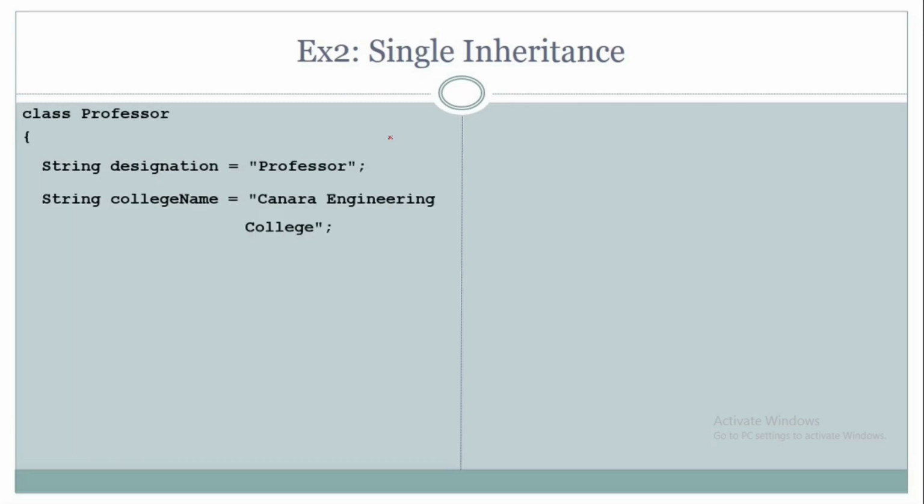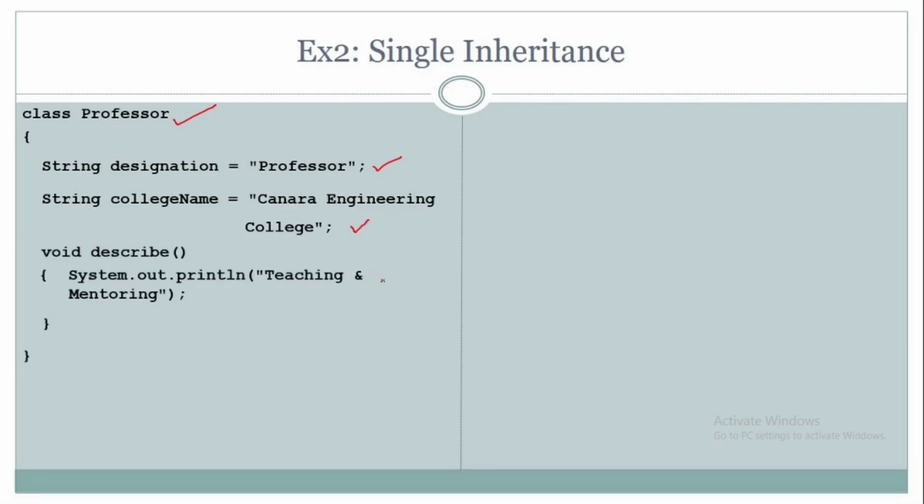Let me consider one more example. Class professor, where I have two variables initialized. Designation is initialized with professor and college name is initialized with Canara Engineering College. And I have a method called void describe that prints teaching and mentoring. So I have a class professor with two variables, designation and college name, initialized with some values, and a method called describe that prints teaching and mentoring.